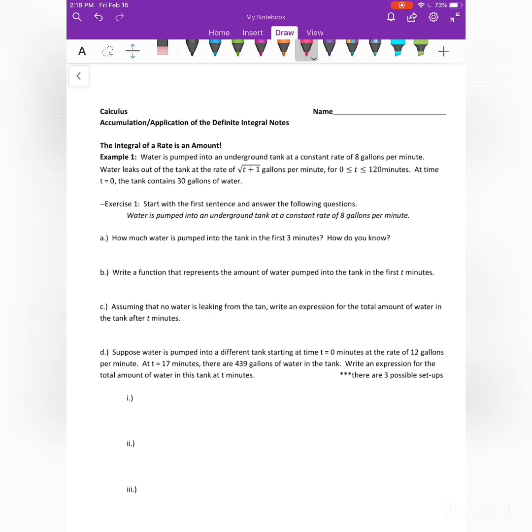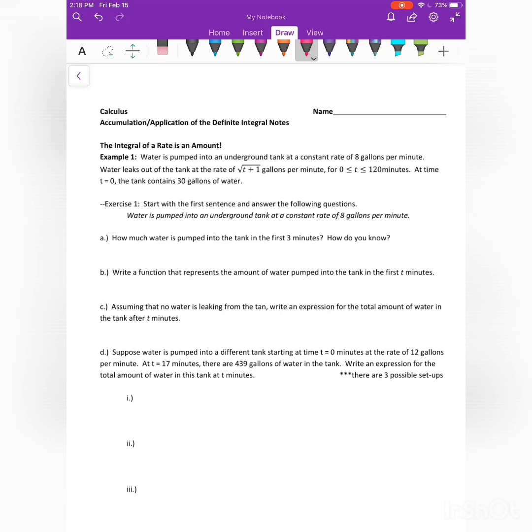So here's the example. Water is pumped into an underground tank at a constant rate of 8 gallons per minute, but also at the same time, water is leaking out of the tank at a rate of root t plus 1 gallons per minute, and that's between 0 and 120 minutes. Then it tells you at time 0, the tank contains 30 gallons of water. So that's like when it started, it already had 30 gallons in it. So again, we're going to break this down into a bunch of different parts.